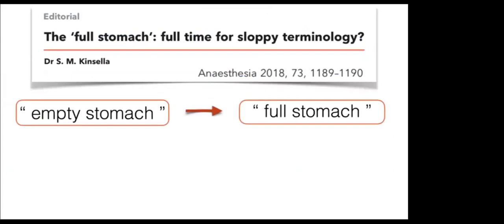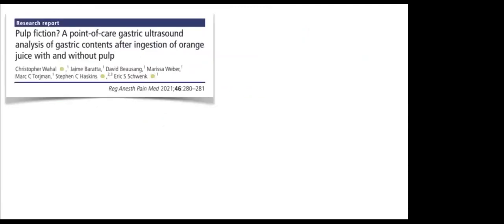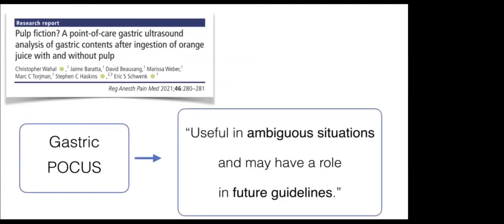But what happens when we do ultrasound and we find a full stomach despite fasting? This study is a provocative study about orange juice with or without pulp. The gastric ultrasound, what do we do with this? One of the suggestions is that it is useful in ambiguous situations and may have a role in future guidelines. Hopefully, I have responded succinctly to the benefit of why gastric ultrasound is useful in decision making.